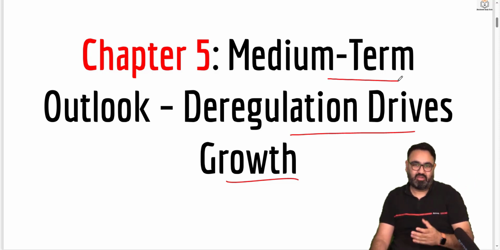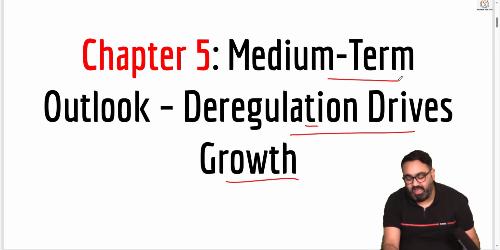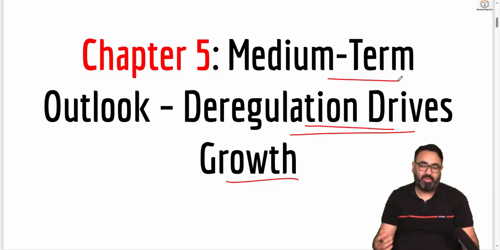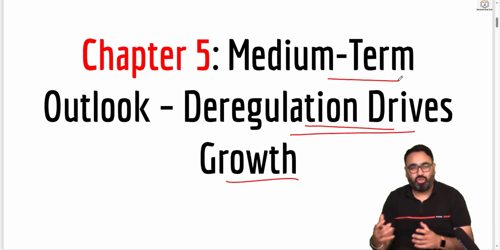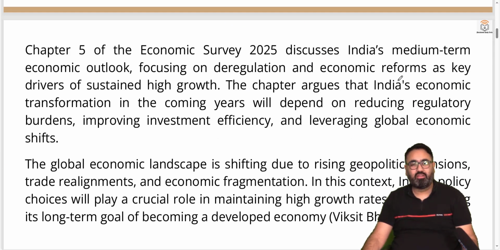It would be 5 to 7 years. That's usually the medium-term case. So, for example, by 2030, where do we want to be? And it says that the government is thinking of deregulation to drive growth forward. Deregulation means the government should take a step back, try and push the private sector with investments, try and make it easier to do business so that this growth can go forward. This is the gist of this entire chapter. This is what the topic tells us. So let's see what it has.